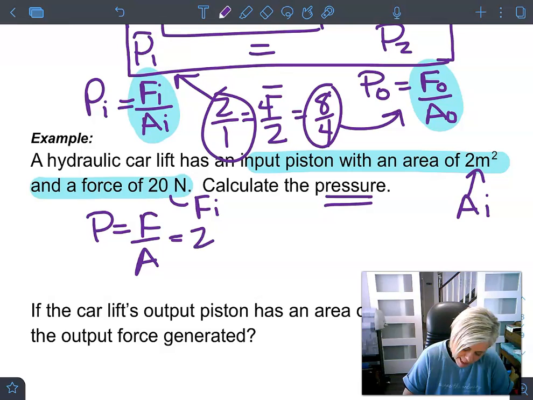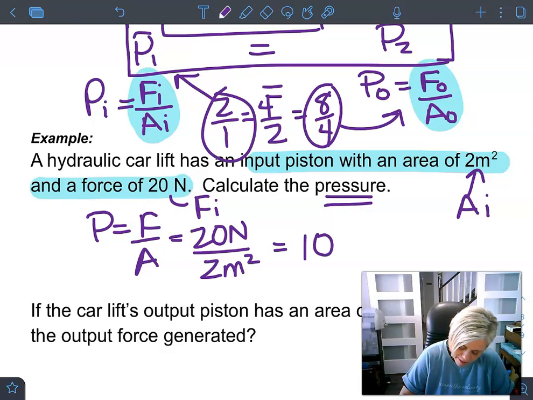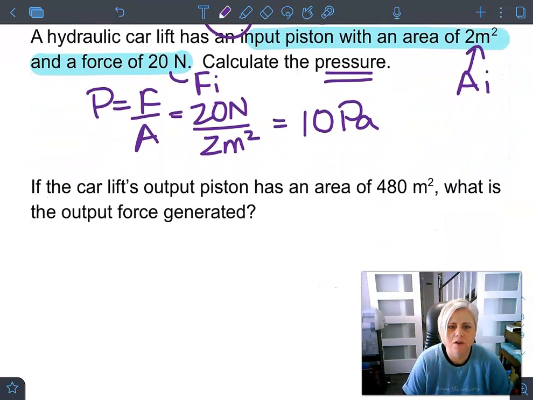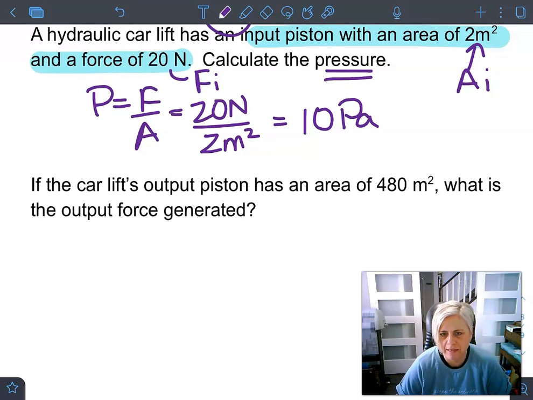That means I would take 20 newtons and divide it by 2 meters squared. That gives me 10 pascals of pressure created here. Now it says if the car's output piston has an area of 480, what is the output force generated?